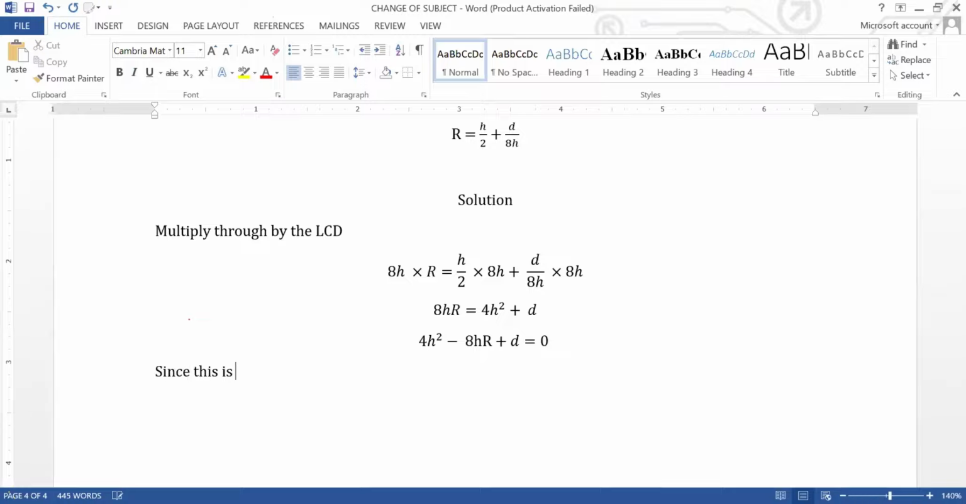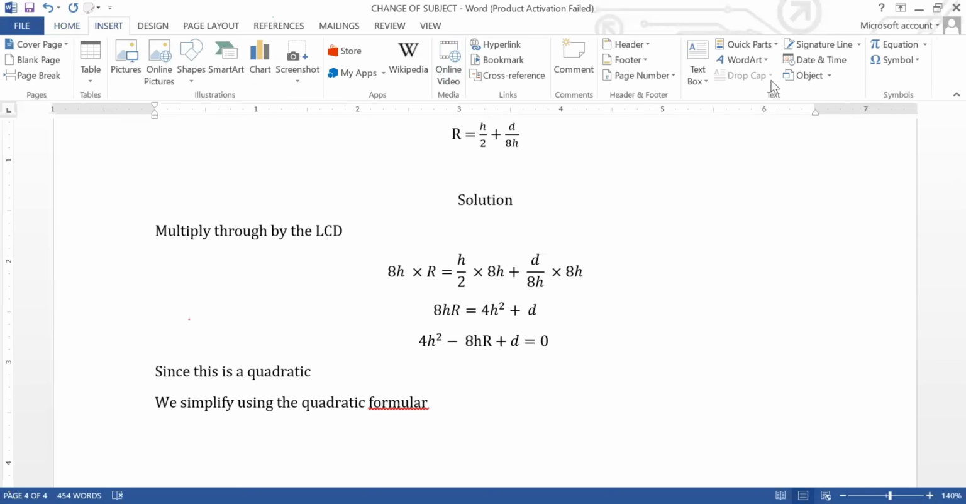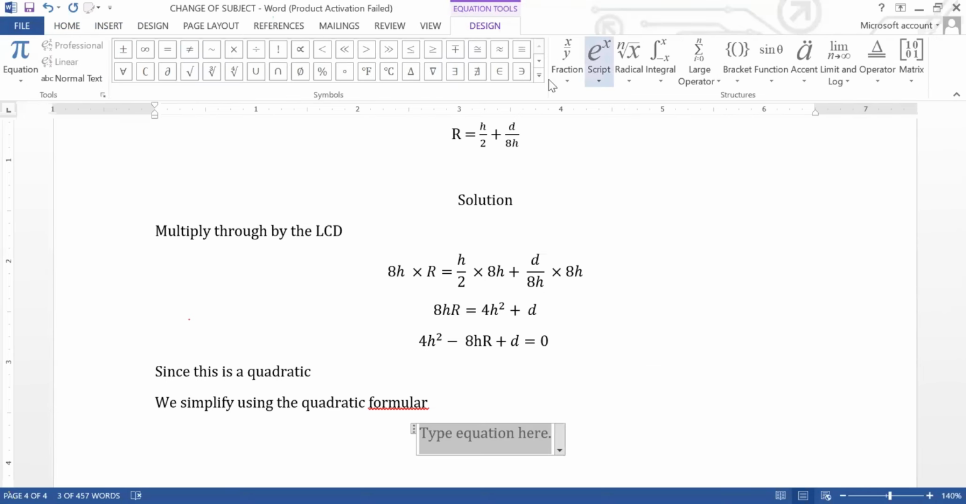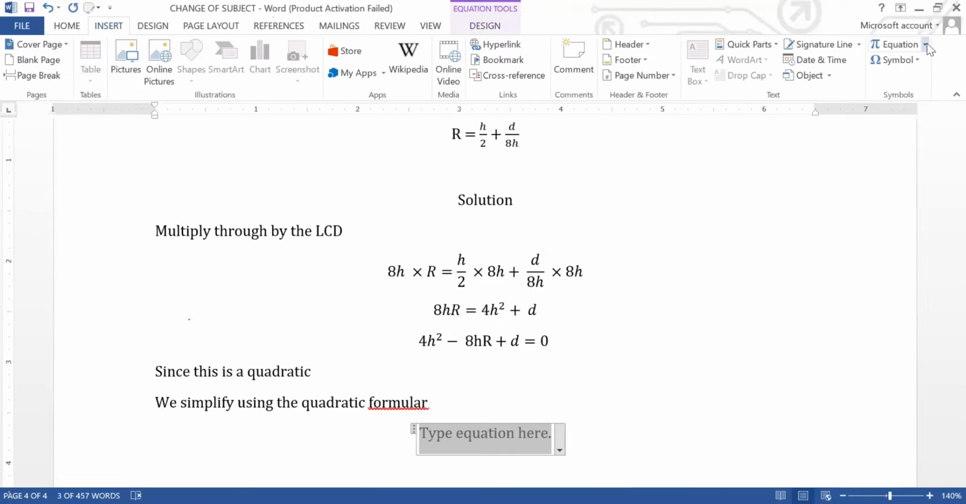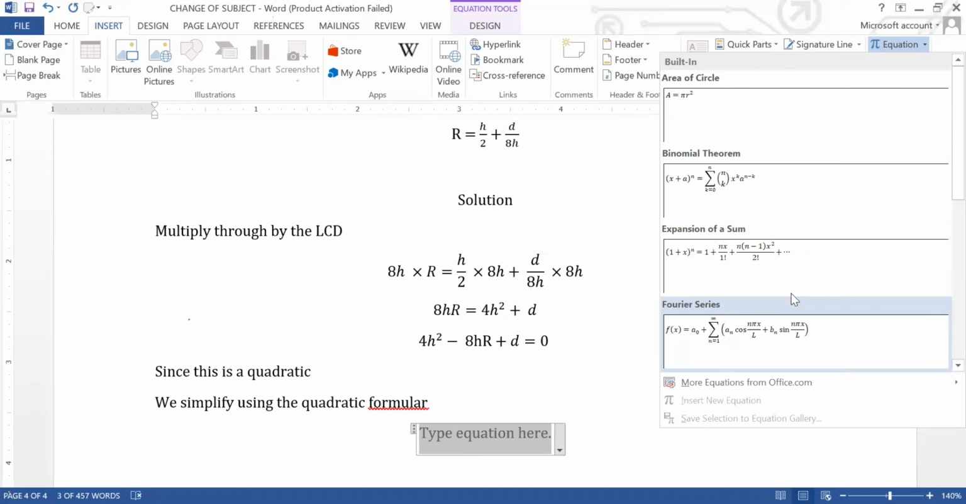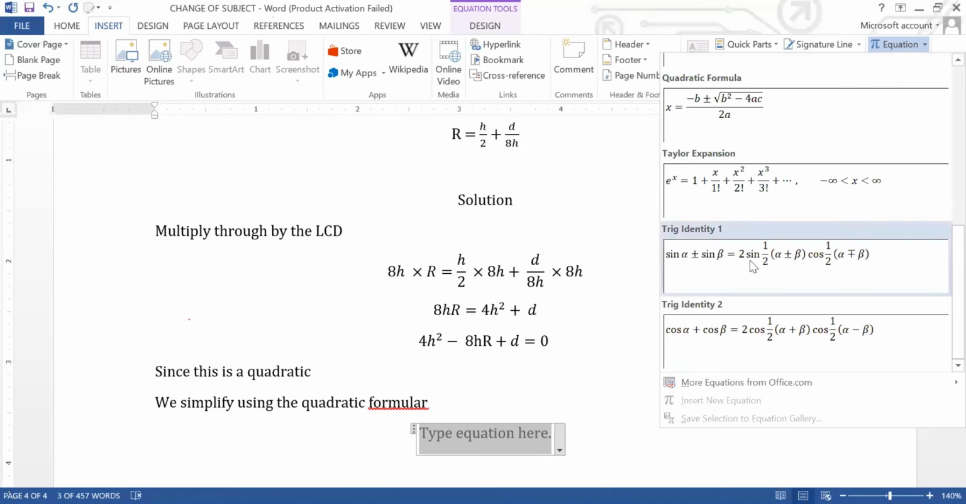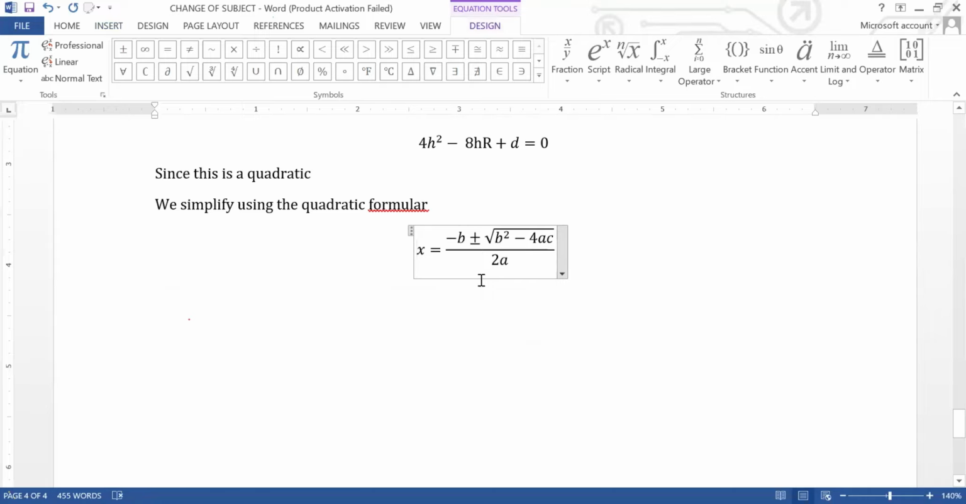Since this is a trinomial, it's a quadratic trinomial. So let's say it's a quadratic. We solve using the quadratic formula. Okay, and what's the quadratic formula? I think that one, Microsoft has written it for us already. Let me check through. Good. This is the quadratic formula.